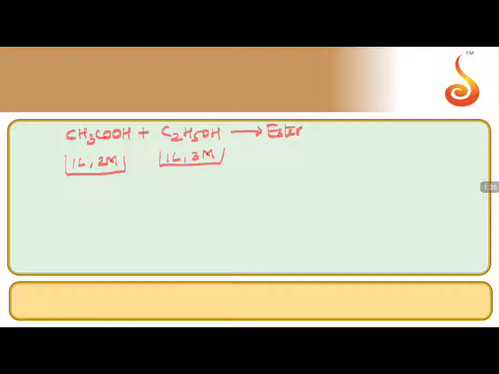We know the number of moles is equal to molarity into volume in liters. This is the formula. So what we can say is the initial number of moles of acetic acid becomes 2 moles, and the initial moles of ethyl alcohol becomes 3 moles. So at time t equals 0, these are added to each other, where these 2 moles are per 1 liter and these 3 moles are per 1 liter, added to each other.